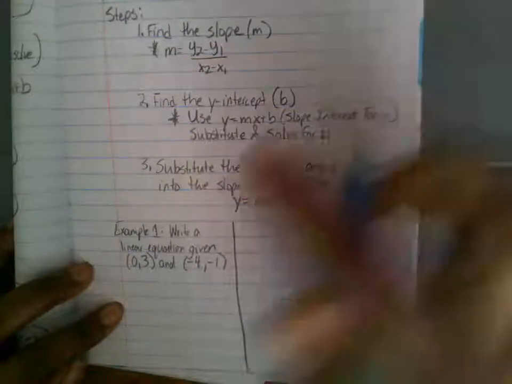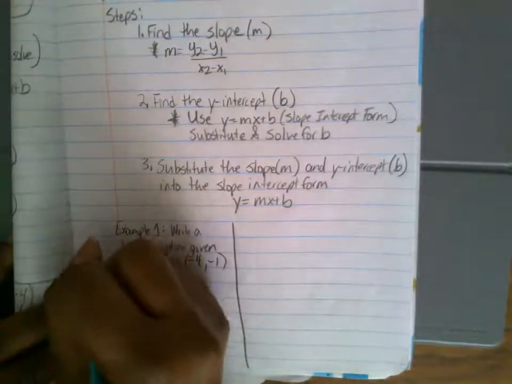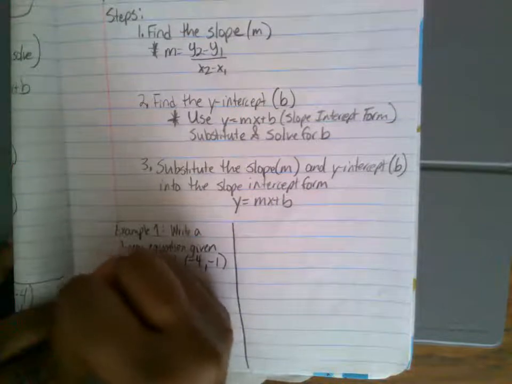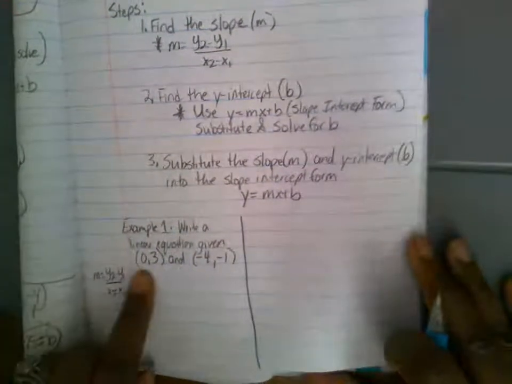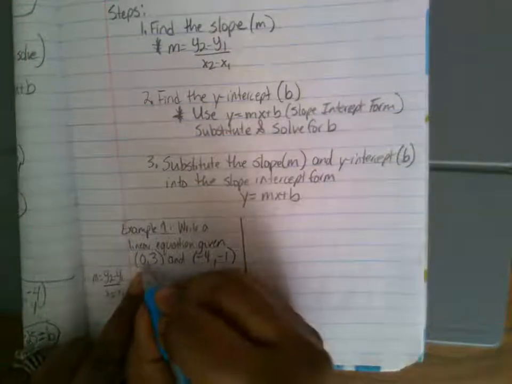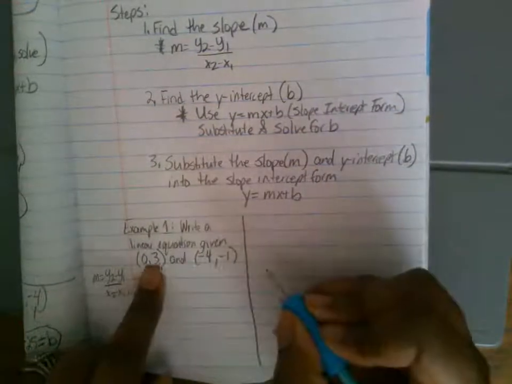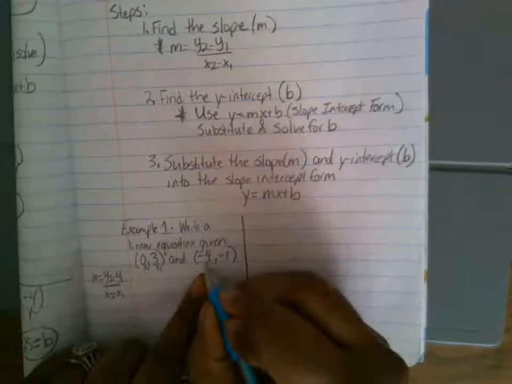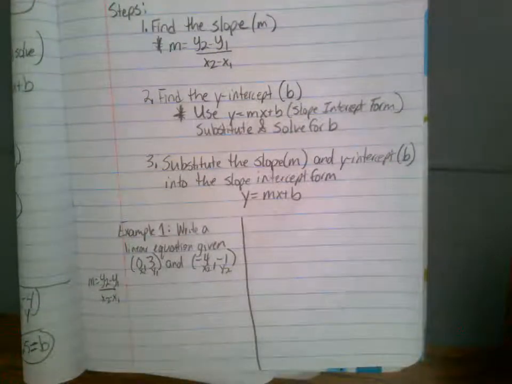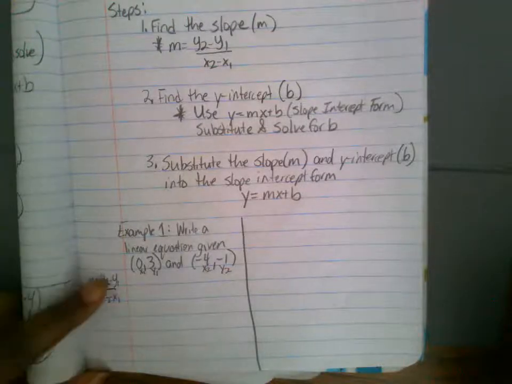So we're going to find the slope first by using the slope formula, y2 minus y1 over x2 minus x1. So label your ordered pairs. This is your first point, x1, y1. Second point, x2, y2. Remember, if I'm moving too fast in the video, rewind and watch it again, okay?